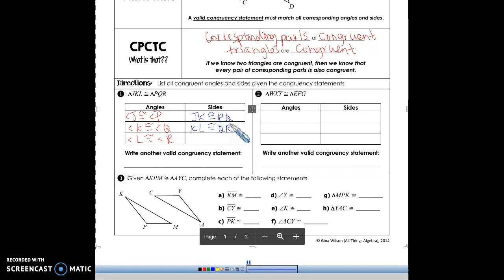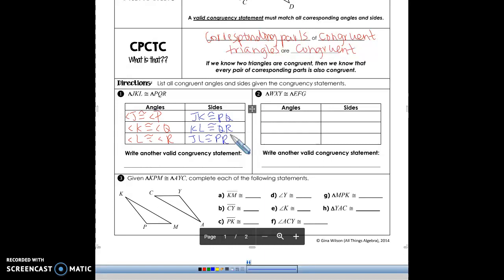And then my third set of sides is going to be JL. It's the set that I have not used yet. It's the first and the third letter, so it's going to be congruent to PR. Okay, now pause the video and you try number 2.